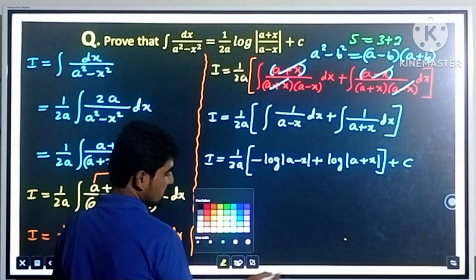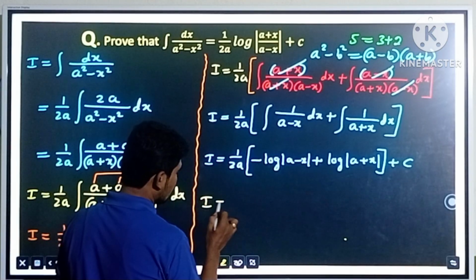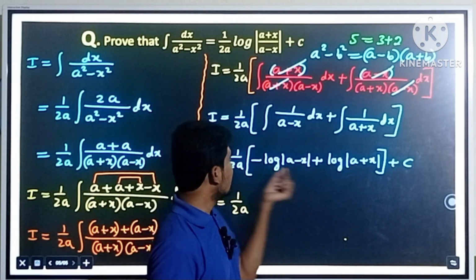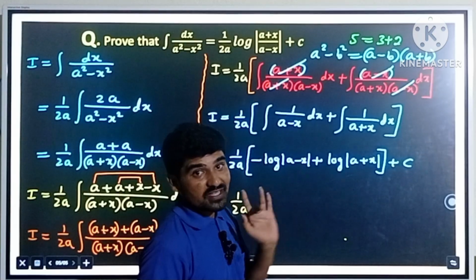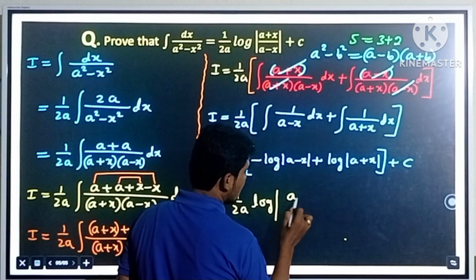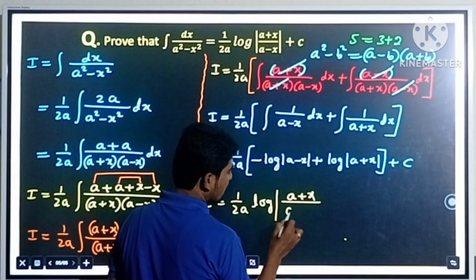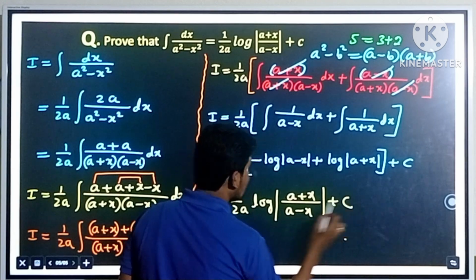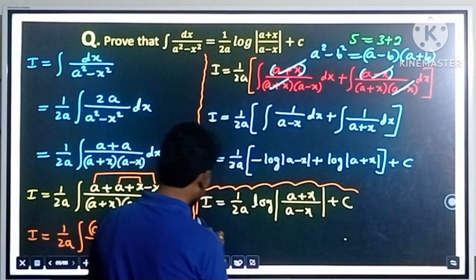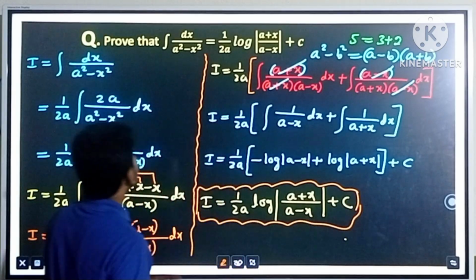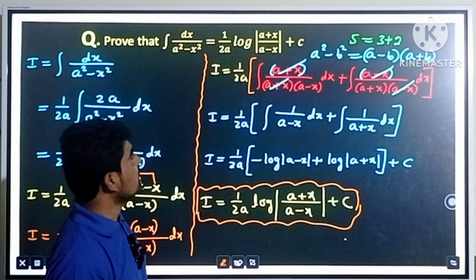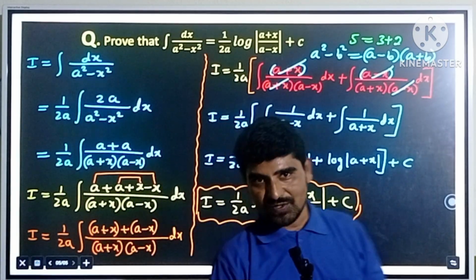Now I can be expressed as I is equal to 1 divided by 2a into, by using a property of log, m minus log n is equal to log m by n. Therefore 1 by 2a into log of m, what is m? a plus x divided by a minus x, plus c. And observe, this is the required answer: integration of dx divided by a square minus x square is equal to 1 by 2a log of a plus x divided by a minus x plus c. I hope all of you understood.